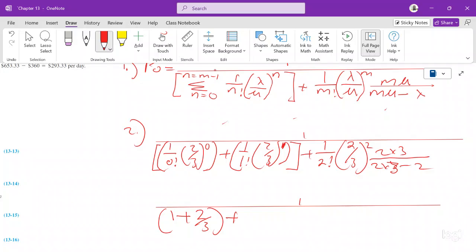So it's 1 over 2 factorial, open bracket, 2 over 3, close bracket, to the power 2. That is m again, times. You can just put it in a bracket, 2 times 3, and then 2 times 3 minus 2. I want a bigger bracket there.